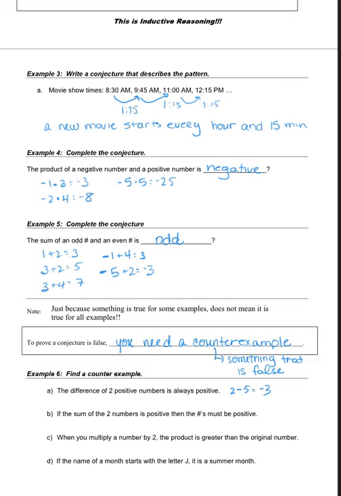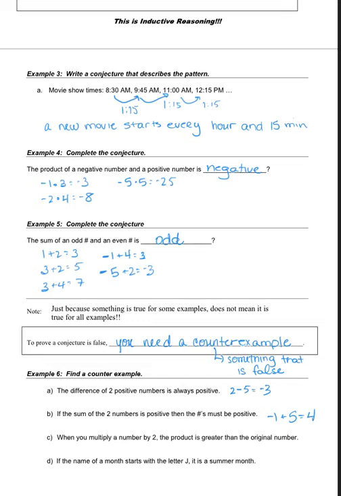Part B says, if the sum of two numbers is positive, then the numbers must be positive. All right, well, if I took a -1 plus 5, I get a +4. So I have a positive answer, but both of the numbers weren't positive. So again, that is a counterexample. It's a statement that's false.